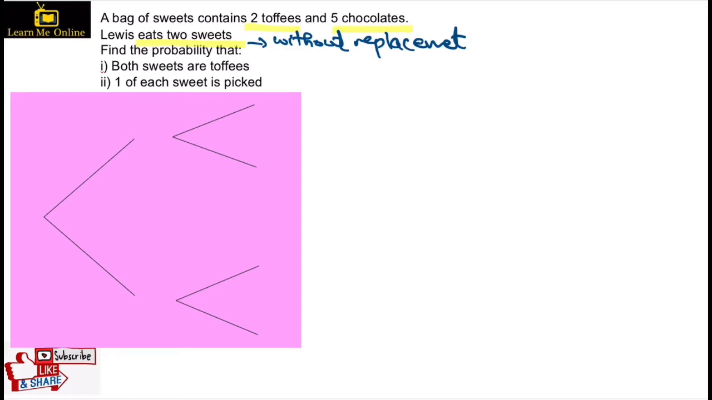We're going to fill in the tree diagram now. So initially we have got the total number of the sweets would be 2 plus 5, and that would be 7. So the two types of sweets we are having are a toffee and a chocolate. So there's a toffee, there's a chocolate, there's a toffee, and there's a chocolate. I'm going to write down the first fraction, the first one with the denominator of 7. So there's a 7 here and there's a 7 here.